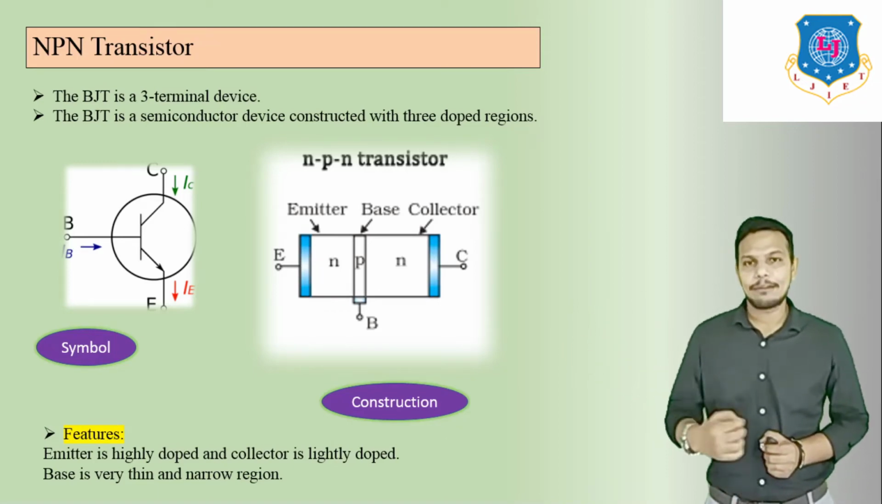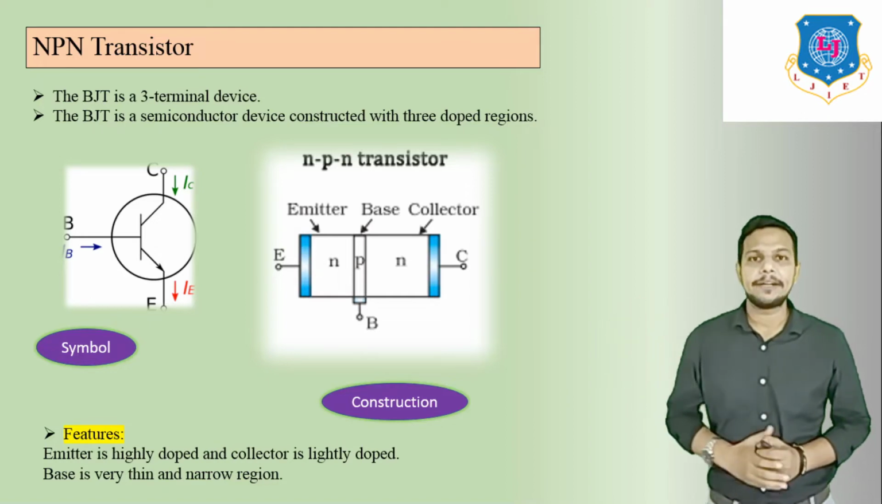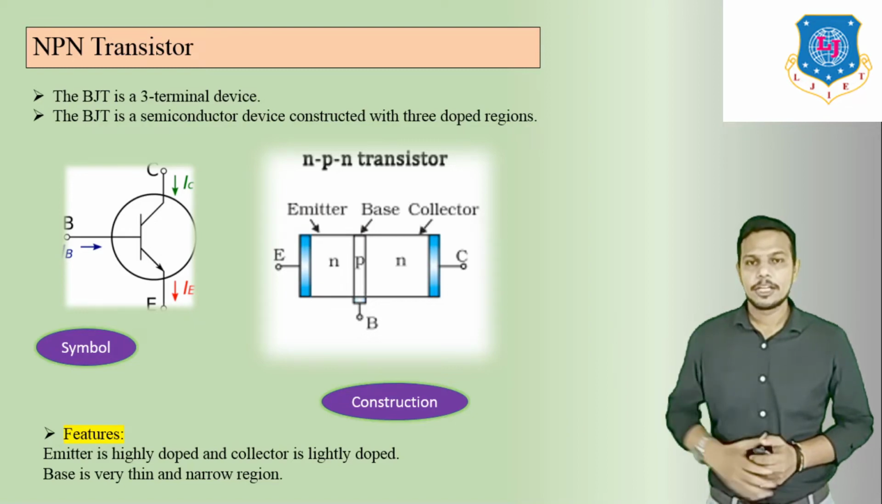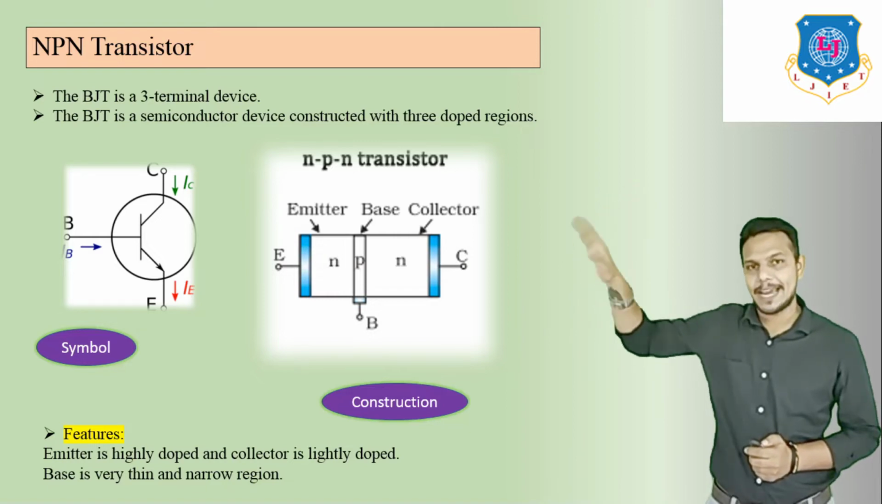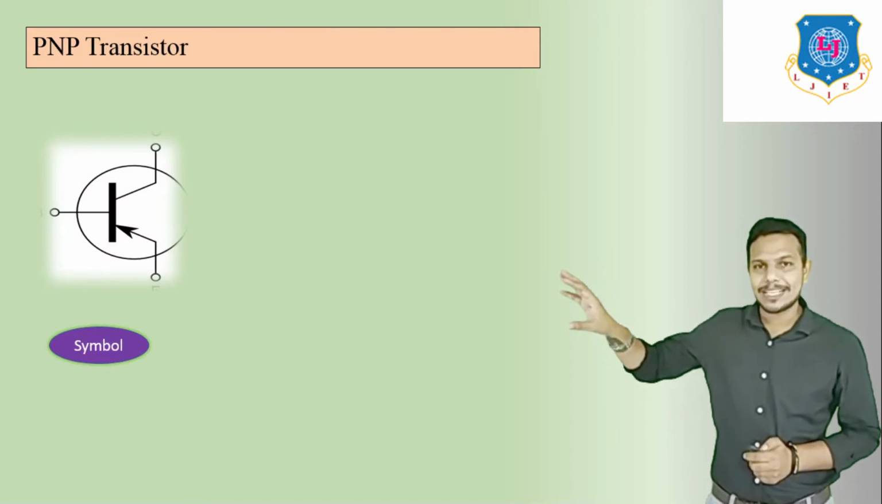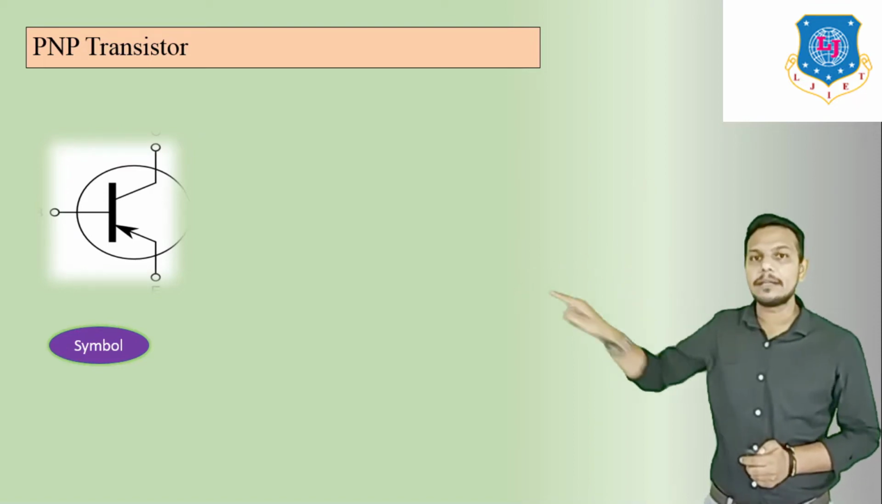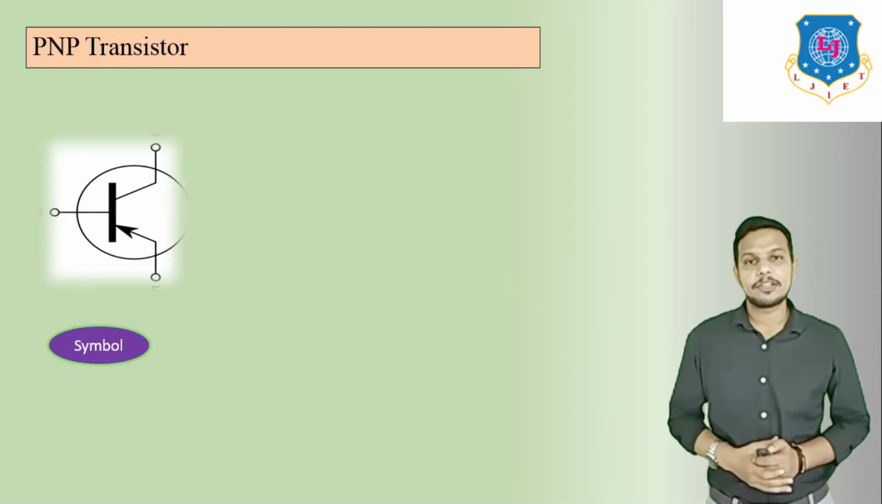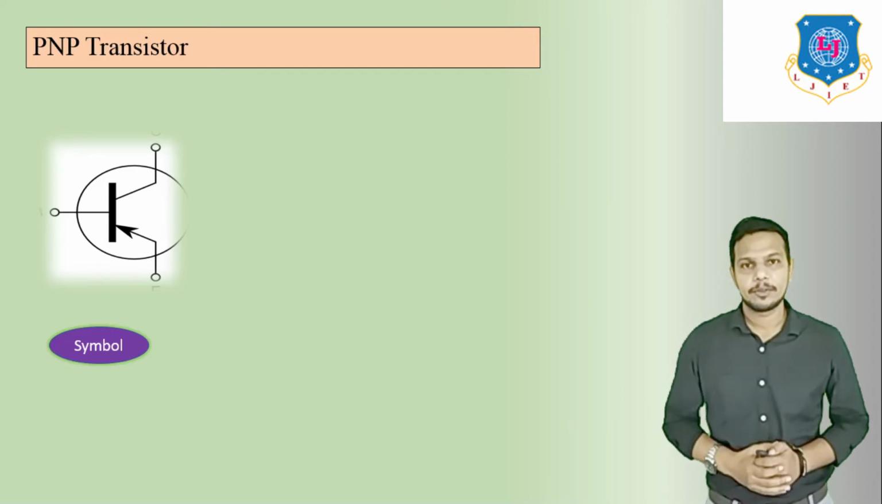In short, you have to remember that wherever the arrow is, you can type N type here. Okay, so here we can see N, then P, and thereafter N. That means NPN symbol. And in this case, the arrow is inward, so we have to put N at the base terminal, so it becomes PNP. And remember this thing, the arrow should always be at the emitter terminal. So this is the symbol of PNP transistor.